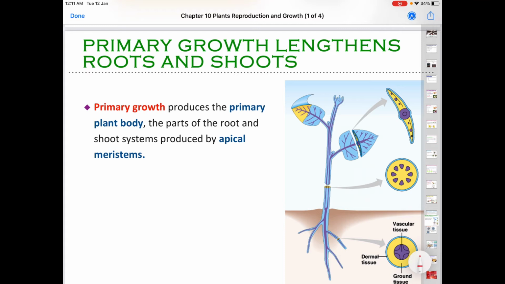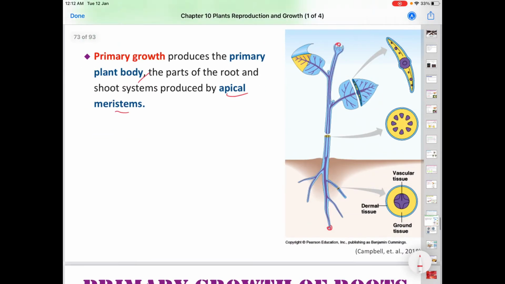Okay, now we go into the primary growth, lengthening of roots and shoots. This is the normal plant development we call primary growth, where the plant becomes longer or lengthens in their root and also their shoots. Primary growth produces the primary plant body, the parts of the root and the shoot system, and is produced by the apical meristem. Apical meristem can be found at the apex, meaning at the end of the shoot and at the end of the root. It is like a stem cell that can produce plant cells.